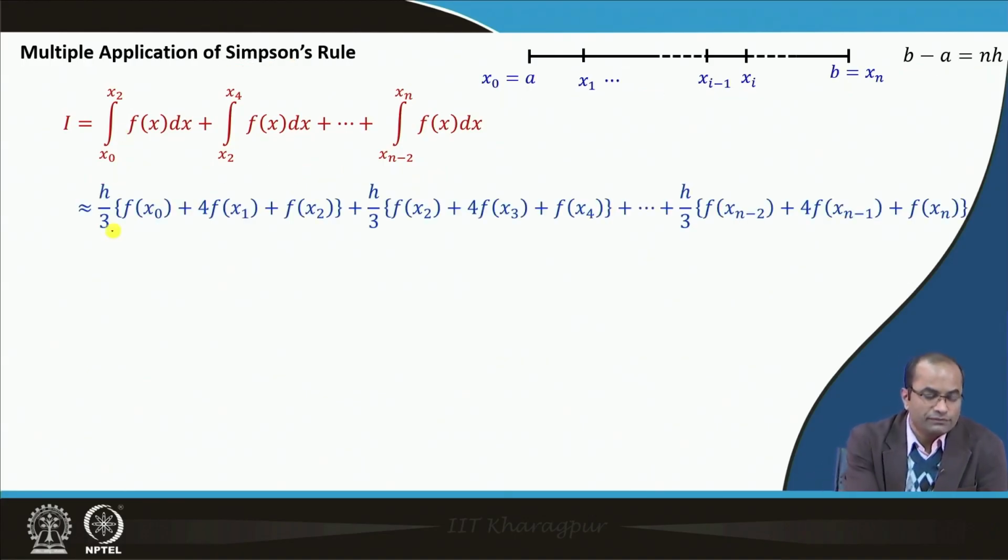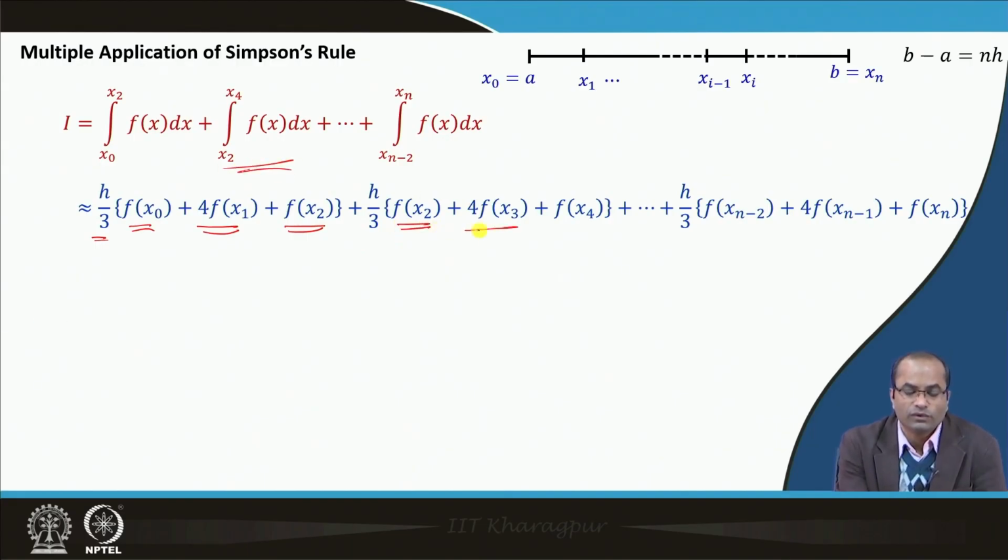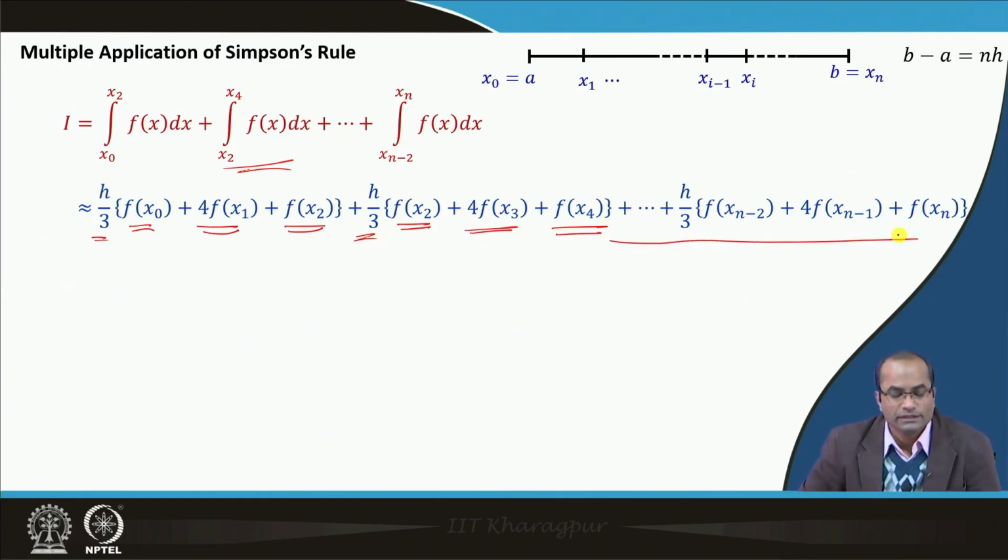That means, in the first case we have h by 3, we have f(x0), 4 times f(x1), the middle point, and then we have f(x2). Similarly, for the second integral we have f(x2), we have 4 times f(x3), we have f(x4), and again h by 3. Similarly, for all other intervals.